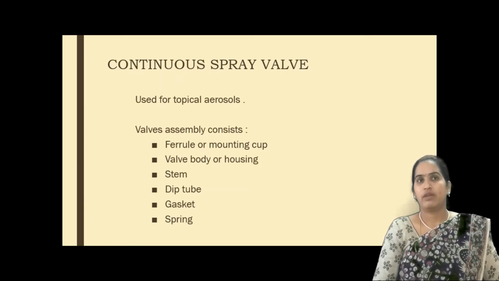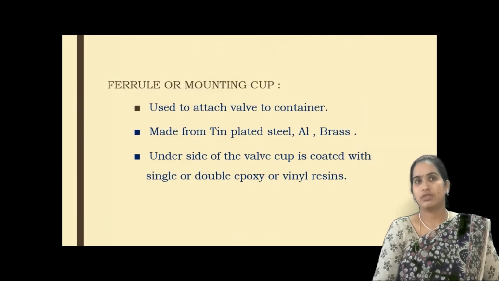First one, ferrule or mounting cap. It is used to attach the valve to the container. It keeps the valve in place, and it is made up of tin plated steel, aluminum or brass. The underside of the valve cup is coated with single or double epoxy or vinyl resin to impart resistance to the mounting cap against the formulation components.